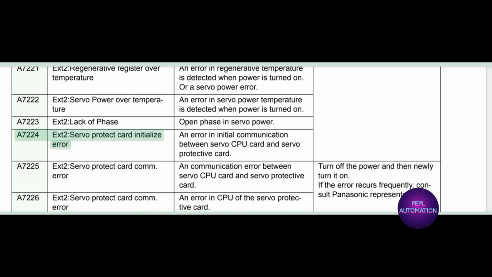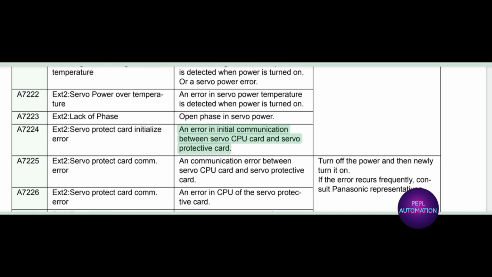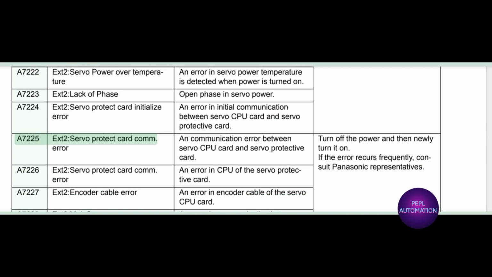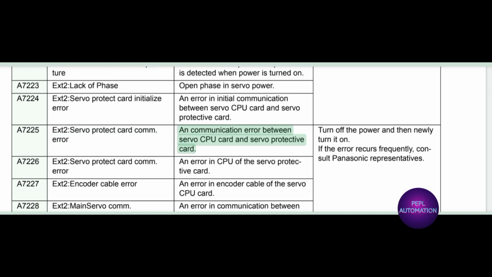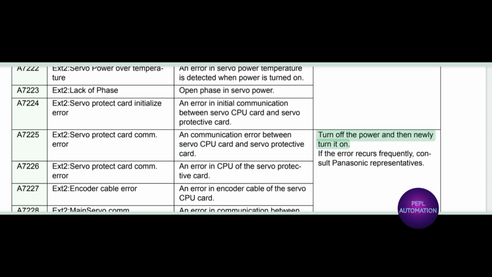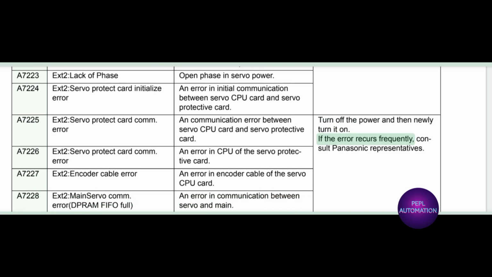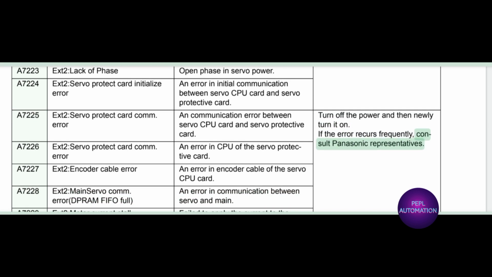A7224X2, servo protect card initialize error. An error in initial communication between servo CPU card and servo protective card. A7225X2, servo protect card COM error, a communication error between servo CPU card and servo protective card. Turn off the power and then newly turn it on. If the error occurs frequently, consult Panasonic representatives.